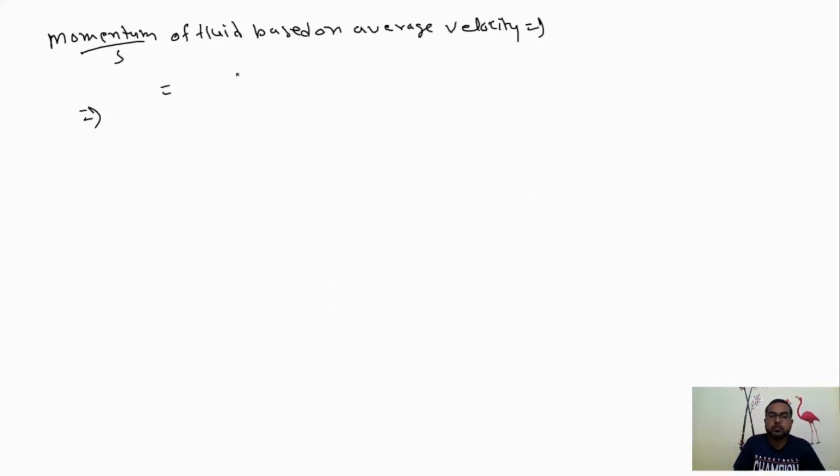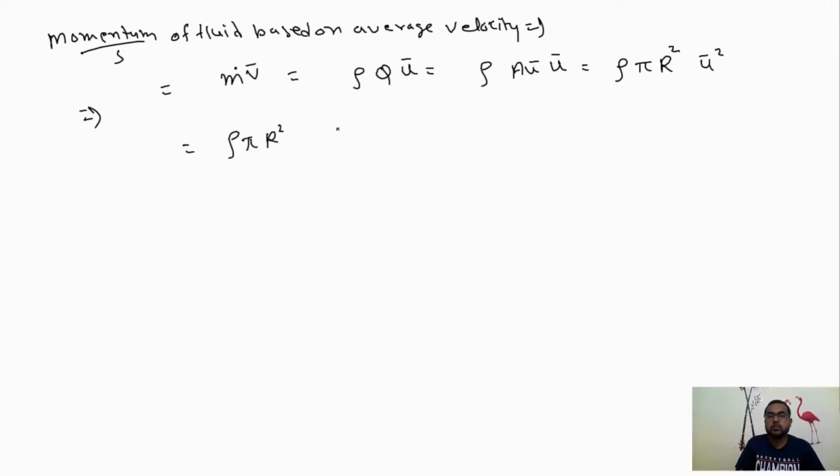The value would be: what is the mass flow rate into velocity, that U bar? So rho into Q into U bar can be written as area into U bar, that is pi R square U bar square, right? So put the value of U bar. What is U bar? 1 by 8 mu del p upon del x R square, right?